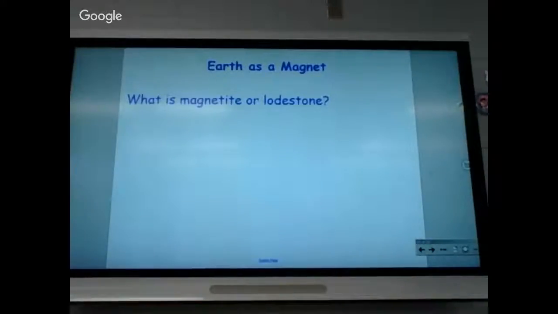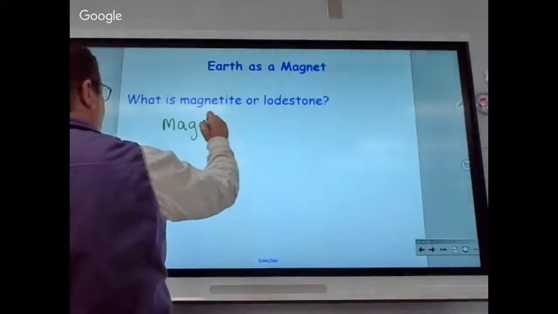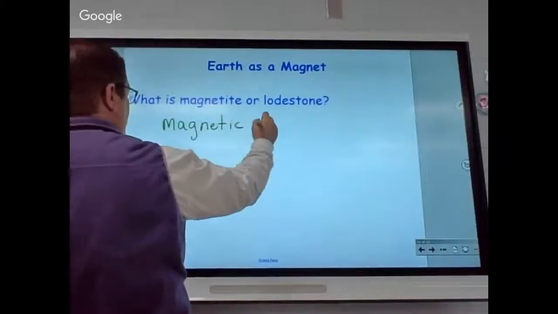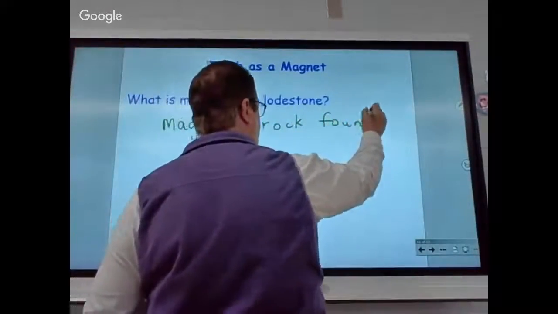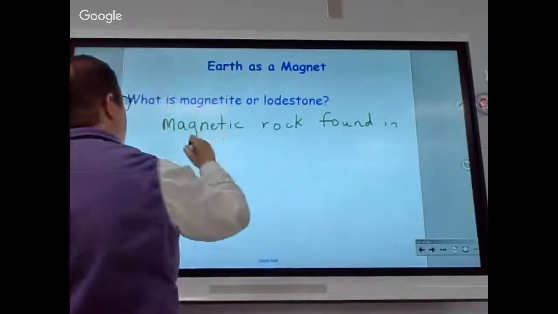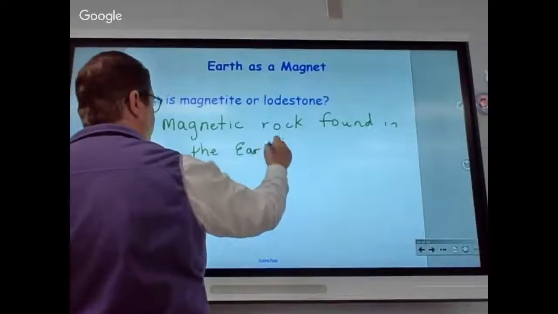All right, so what is magnetite or lodestone? Magnetite or lodestone is just a magnetic rock found in the earth. Okay?